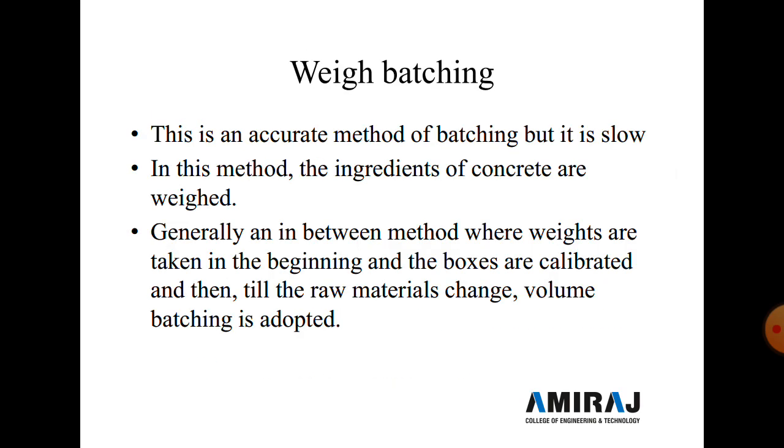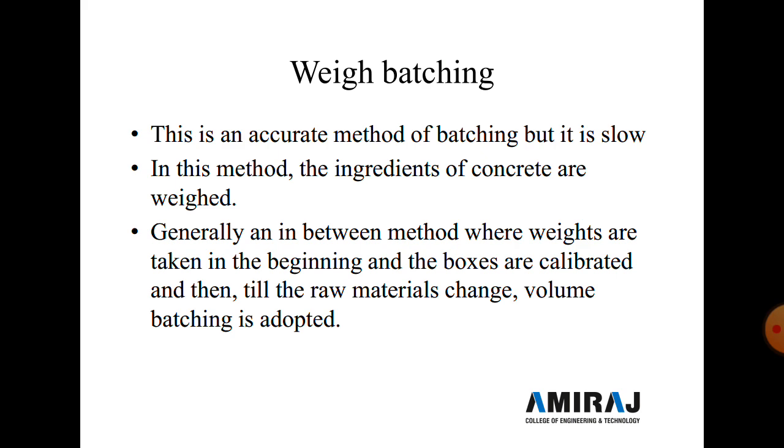Now the next type of batching is weight batching. This is an accurate method of batching, but it is slow, and on site it is rarely used or adopted.